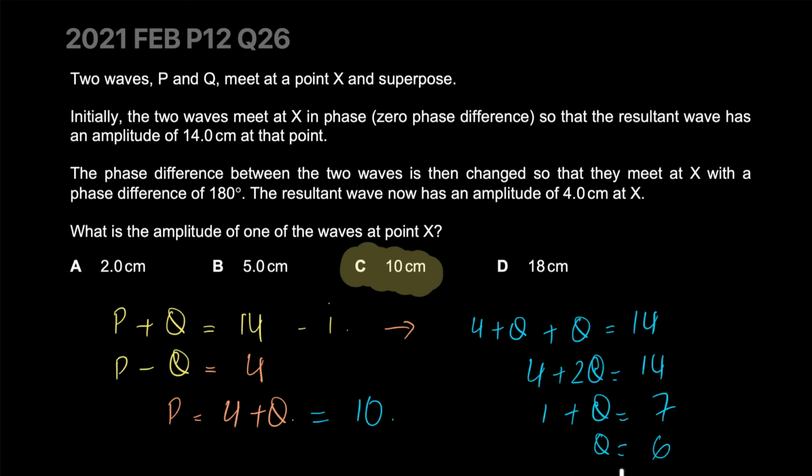And we found out this one first very easily, and that wasn't in the answers. So they were probably talking about the other wave, the one with the higher amplitude, and we used Q's value to find P out, and 10, pretty straightforward.